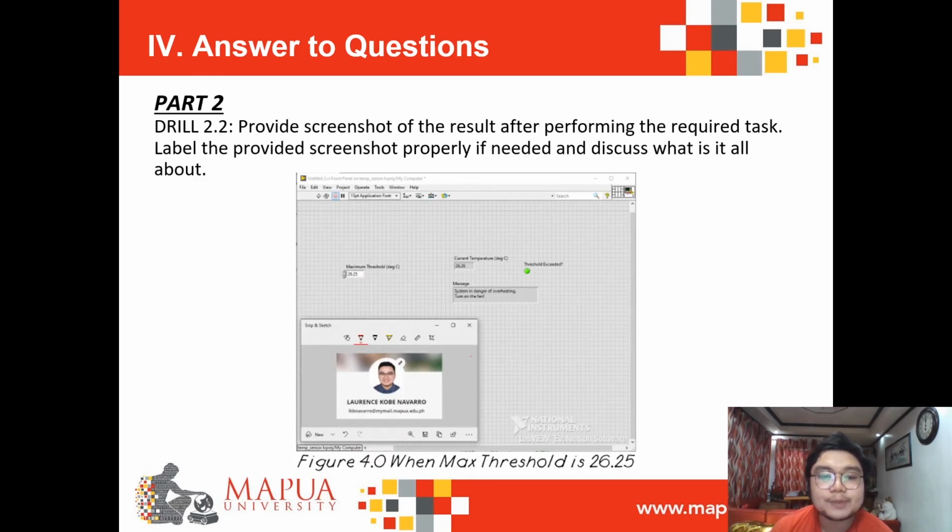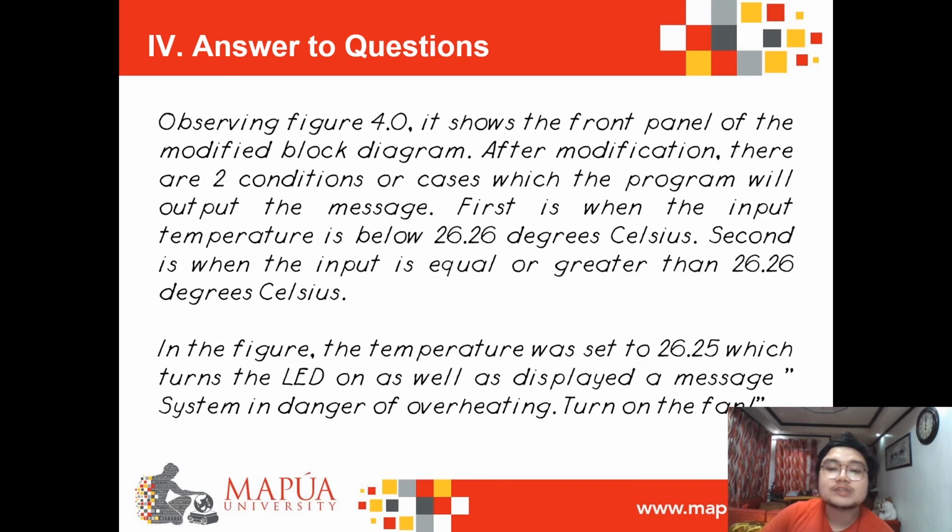So for drill 2.2, first is figure 4.0 when the max threshold is 26.25. As seen from the figure, it shows the front panel of the modified block diagram. After modification, there are two conditions or cases in which the program will output a message. First is when the input temperature is below 26.26 degrees Celsius, and second is when the input is equal to or greater than 26.26 degrees Celsius.